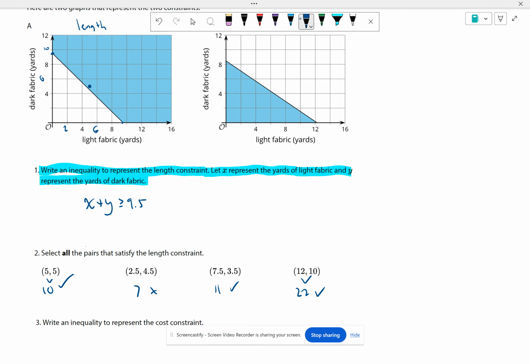So if it was 2, 2.5, 4.5 is going to be somewhere around here. That's certainly under the amount that you need, so it's not going to be a solution. That agrees with what we said. 7.5, 3.5 should be a solution.